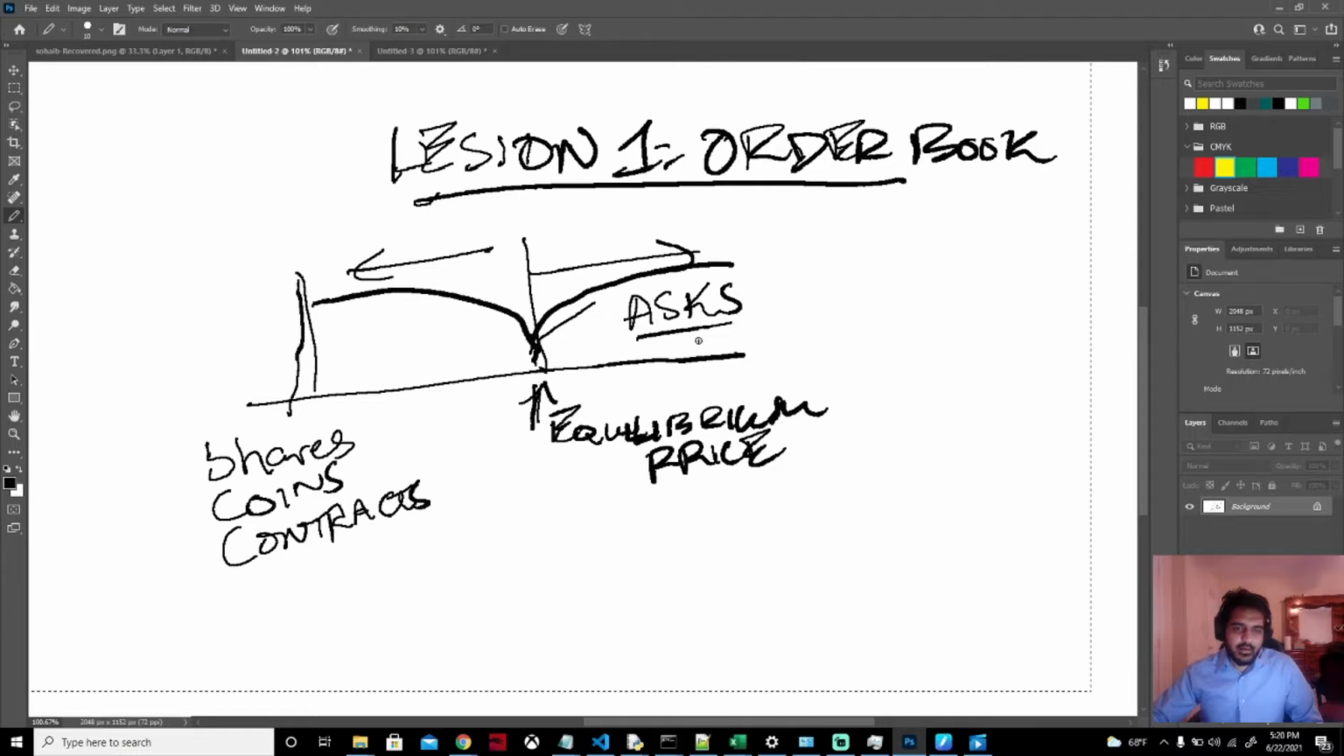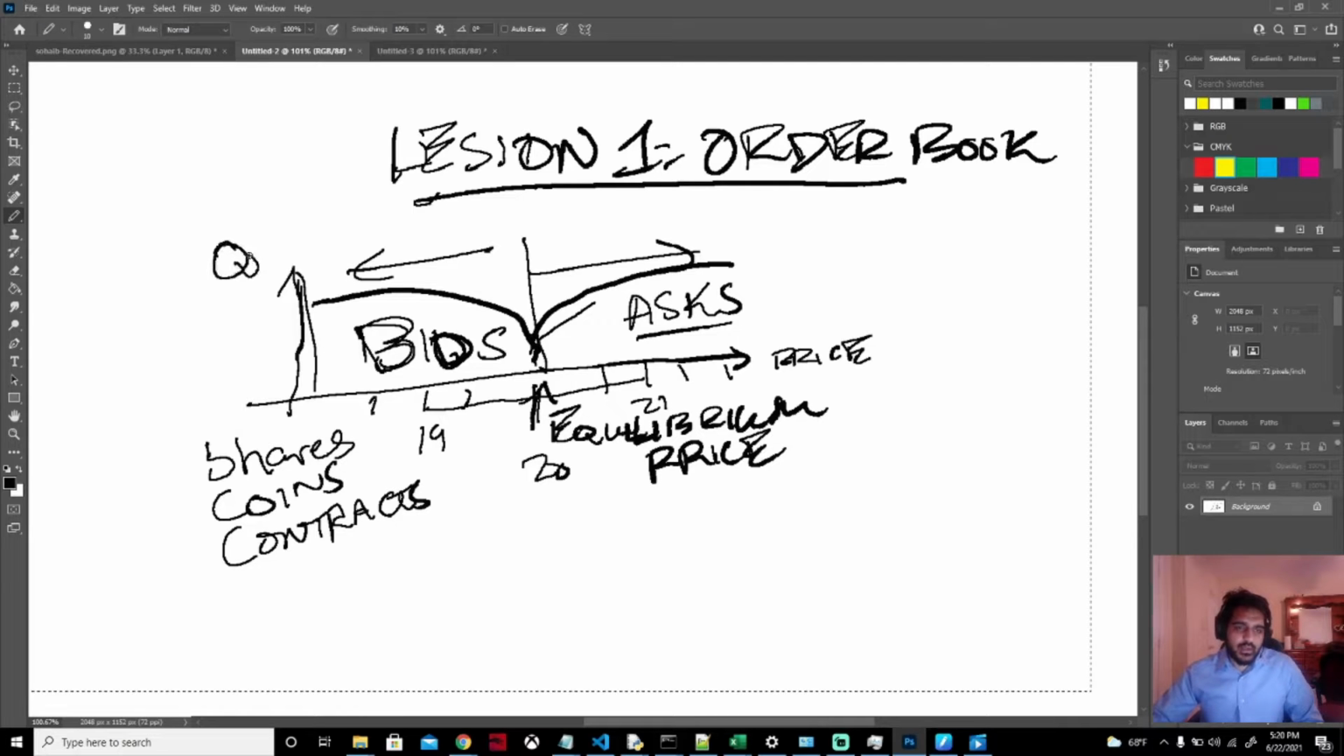Here underneath, this is called the bids. This would be on this side of the graph. So you have asks on this side, bids on that side. Underneath here you have something like a timeline, but this axis is in terms of price. So let's say if this was $20, this would be 19, this would be 21, and so forth. Over here, what you get is quantity, and it could be one of these different asset classes.